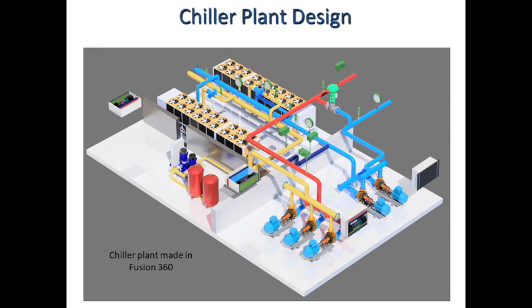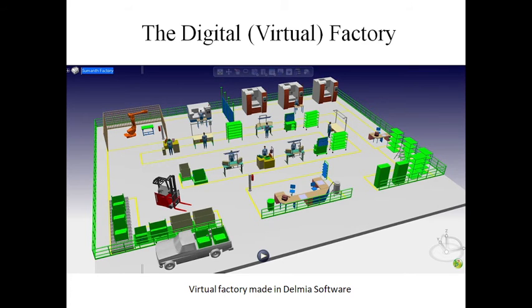Okay, and this is another example where a full plant can be designed. This is an example of a chiller plant design made in Fusion 360. So this kind of design, where multiple components and multiple products are interacting with each other, can also be designed in CAD-CAM applications.